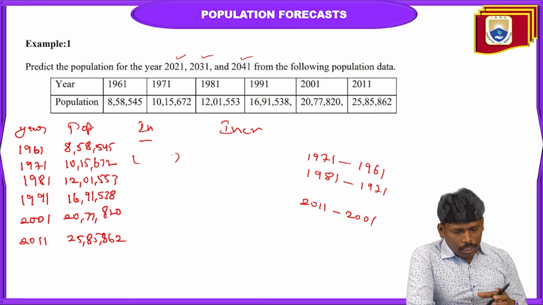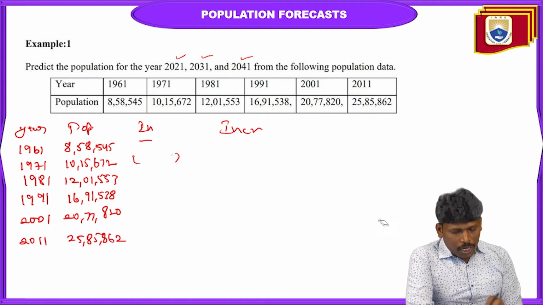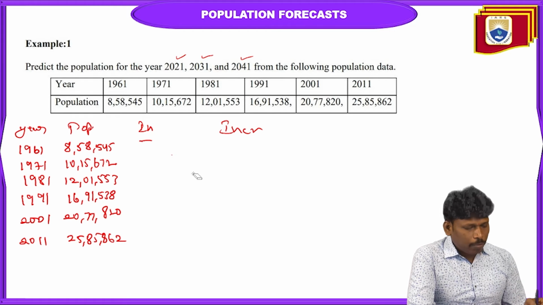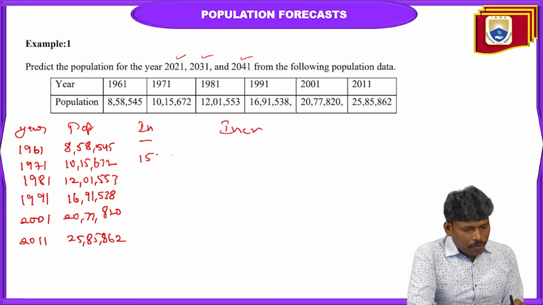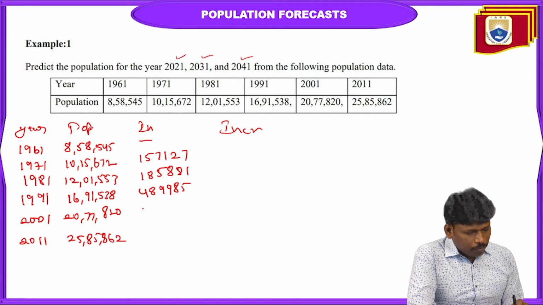So now after subtracting these values from the previous values, the increase in population in 1971 with reference to the 1961 population is equal to 15,7,127, and then 18,588,1, then 48,9,985, then 38,6,282, and in 2011 it is 50,042.